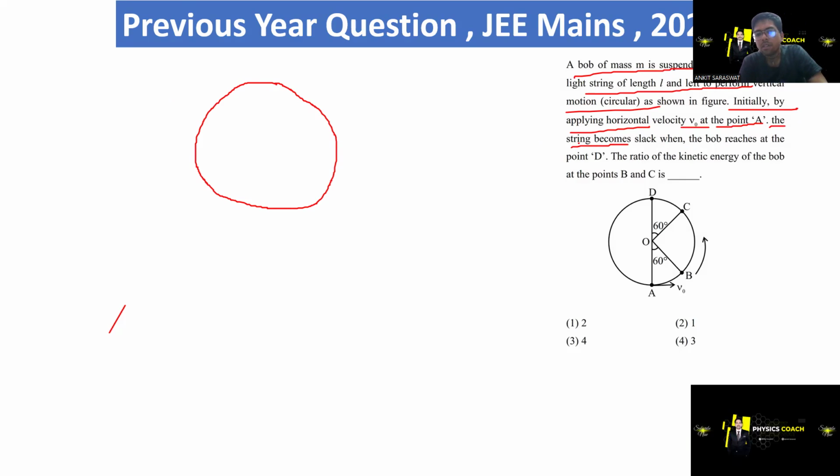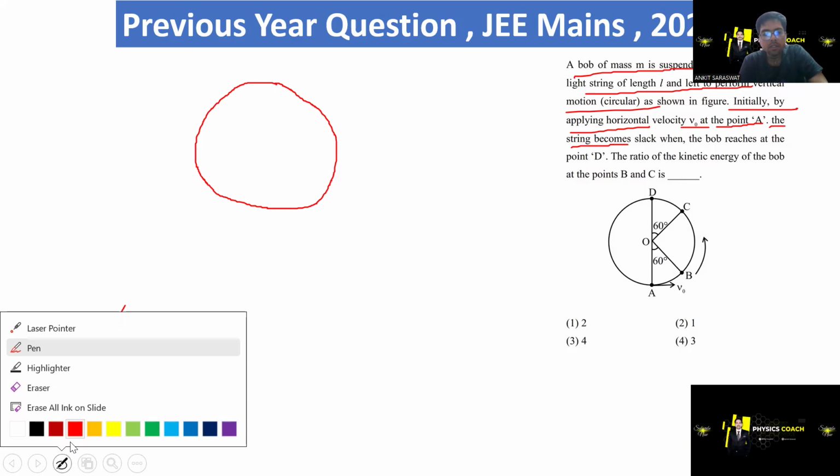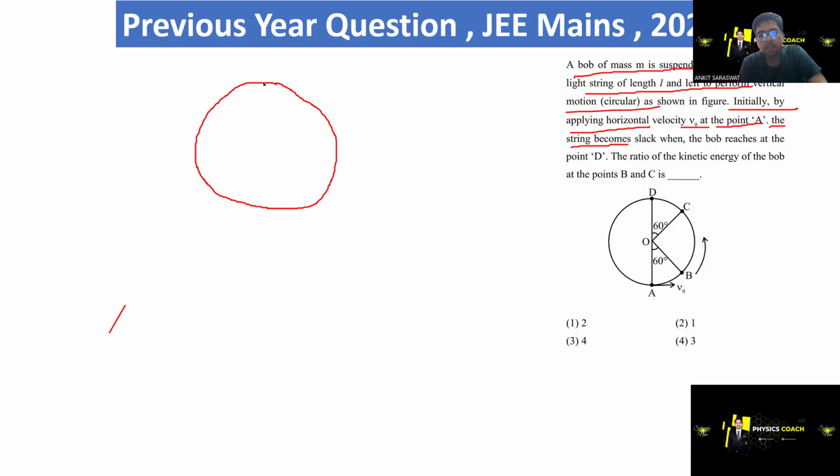when the bob reaches point D. Now where is point D? Point D is here. And if you draw it just like this, okay, like this. This is A, this is B, and this is C. Clear?